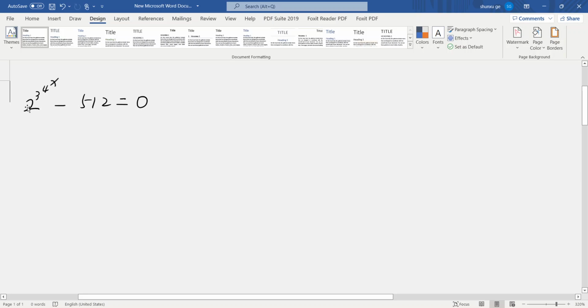Okay, now we have an equation: 2^(3^(4^x)) minus 512 equals 0. This is complicated. So we first change the form: 2^(3^(4^x)). We move this 512 to the right side.